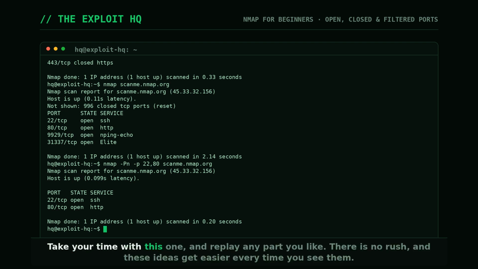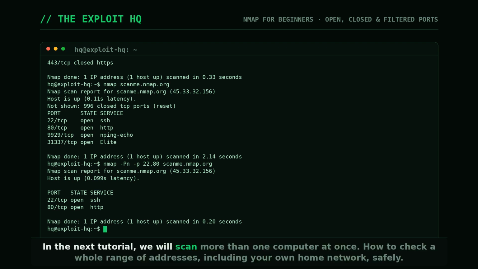Take your time with this one and replay any part you like. There is no rush, and these ideas get easier every time you see them. In the next tutorial, we will scan more than one computer at once. How to check a whole range of addresses, including your own home network, safely.